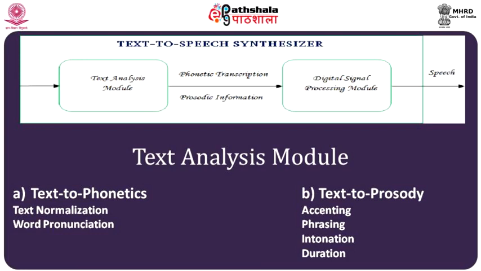The first block is text to phonetics, which is done in a few steps. For example, the first one is text normalization. The second one is word pronunciation. Then in the second block, text is converted into prosody. This conversion is done by accenting, phrasing, intonation, and duration. These are the four points in which text to prosody works. Now I'll explain in brief how each of these works.